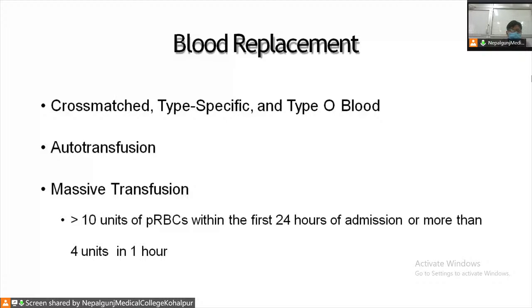And massive transfusion: it is a massive transfusion if 10 units of packed RBCs are used within 24 hours of admission, or more than 4 liters in 1 hour, or if whole blood is recycled.